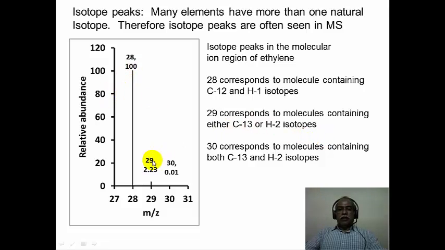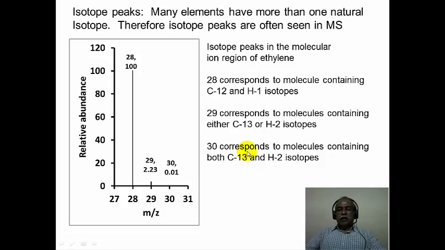How can you register 29? If there is a carbon 13 in the molecule or a deuterium in the molecule, which are naturally available isotopes of carbon and hydrogen. When the ethylene is both C12 and all the hydrogens are H1, this is what one registers. If one of the carbons is a carbon 13, one would register a molecular weight of 29, or if one of the hydrogens is a deuterium, that will also be registered at 29.